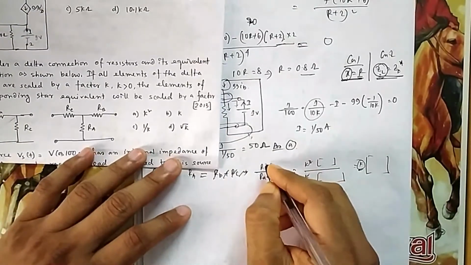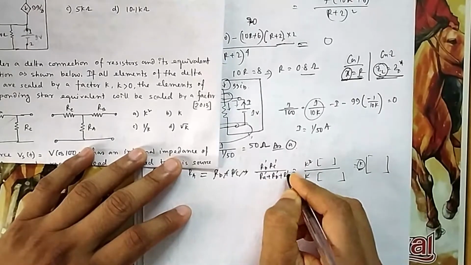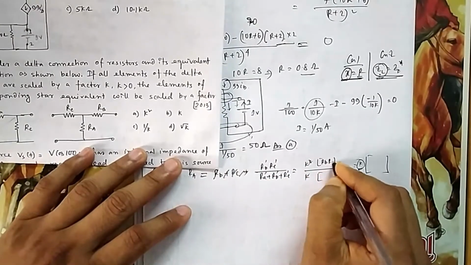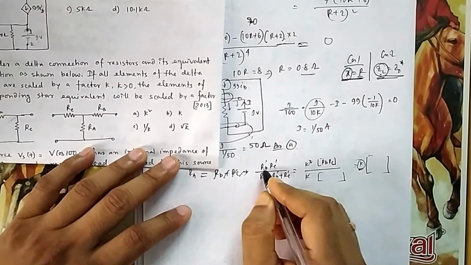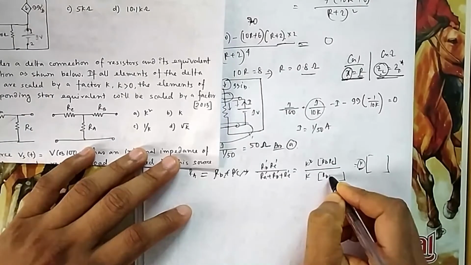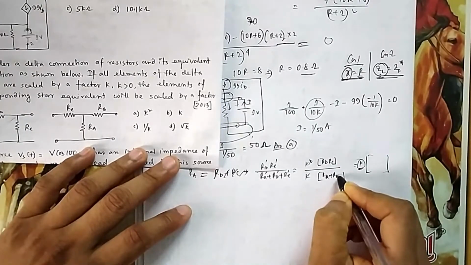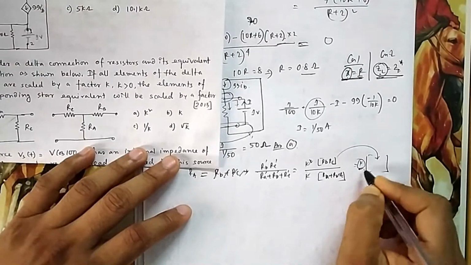Suppose this is the new value, that means when you multiply RB with k, it becomes RB dash, RC dash. So it is RA plus RB plus RC. So that means it is the old value which is multiplied with k.